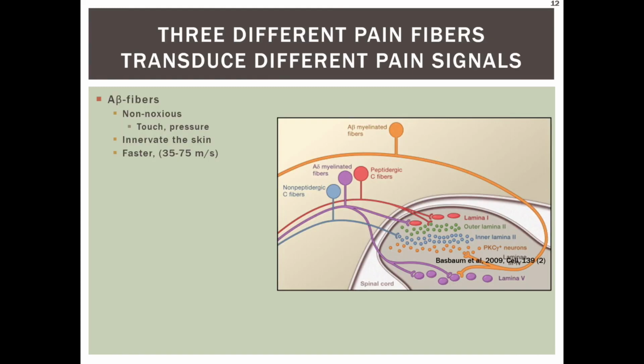So what do we know about the different pain fibers that transduce the different pain signals? There are 3 different pain fibers that we need to be aware of. First are the A-beta fibers. They're important for conducting stimuli that is non-noxious, that is not pain-producing, but just touch and pressure. So when you feel the touch or something pushing on your skin, that sensation is being conducted by the A-beta fibers. The A-beta fibers have a thick coating of myelin, and they are very fast.